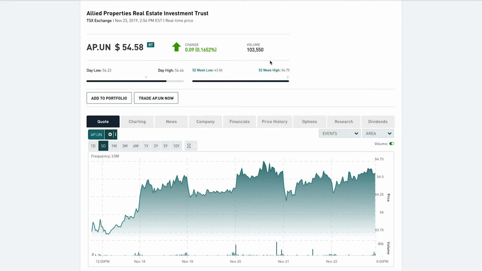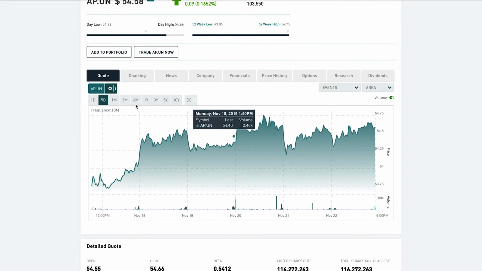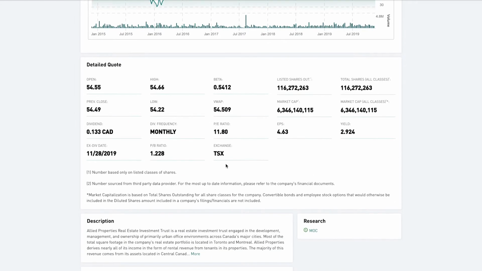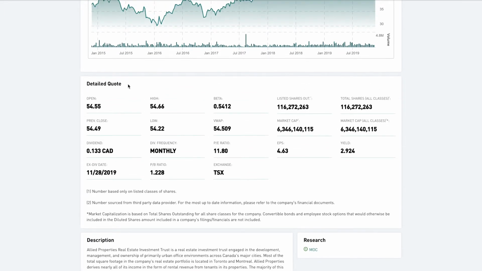So really awesome. And then moving down here, we have the chart. As I mentioned, you can filter it through different periods, let's say 5 years. You can see really nice steady growth here of AP.UN, which is a solid REIT that I would really recommend looking into. And then moving down, we have the detailed quote, which is where you get the most information.